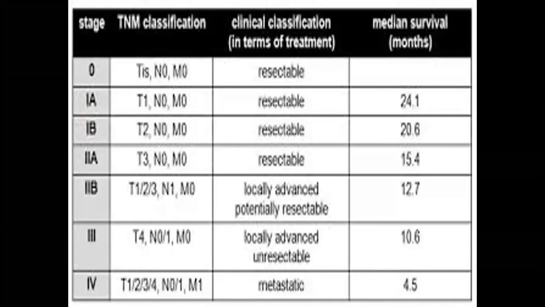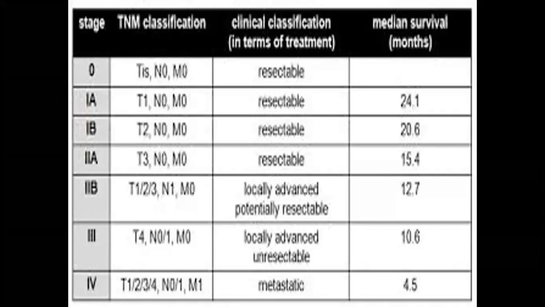But usually, in my experience, the cases you get are 1B and 2A, in which we do a very good surgery. We do a Whipple's procedure. It's a heroic surgery. Everybody says that. Anybody who does that is a great surgeon. But the survival comes to less than 2 years.